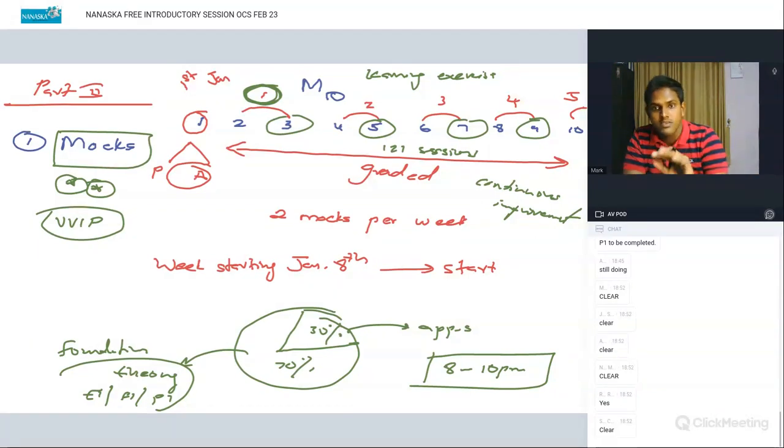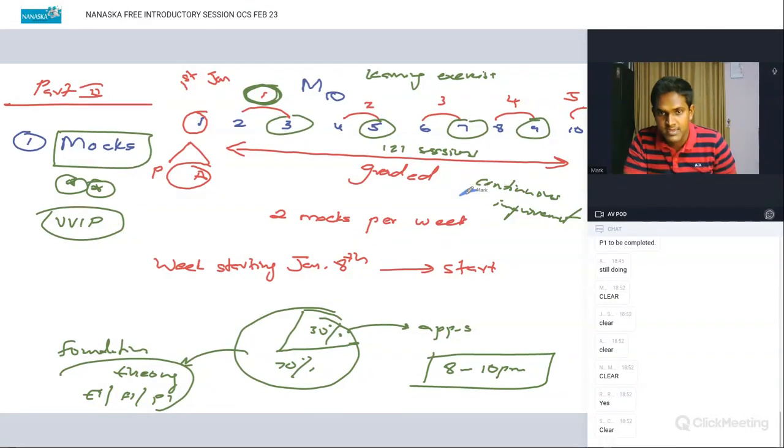Mock 4. Now you have done 2 mocks. You have experience for 2 mocks. You've done your learnings. You've reviewed yourself. Mock 4, maybe you get about 58, 60. Mock 5, you get about 62. Mock 6, you get about 65. Likewise, it has to be a continuous improvement exercise.